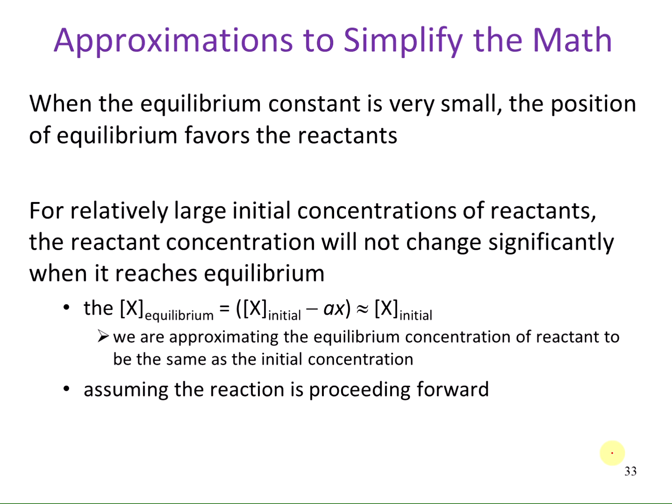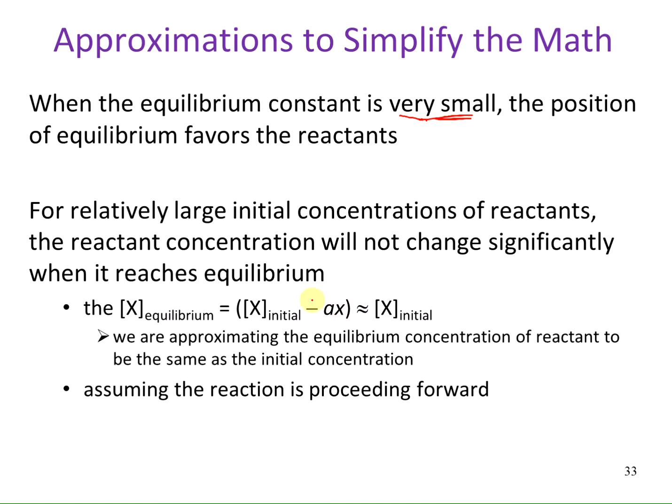Now sometimes the math associated with solving for these equations can get a little bit tricky, and there are some approximations that we can use to simplify the math. When the equilibrium constant is very small, something like 10 to the -8th or so, the position of the equilibrium favors the reactants. For relatively large initial concentrations of reactants, the reactant concentration will not change significantly when it reaches equilibrium. So let's say we're talking about an initial concentration and we lose some of that reactant, and it's a very small amount.